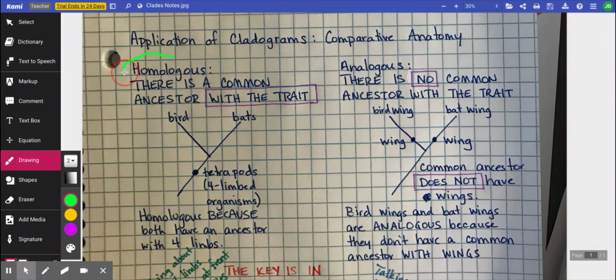But we've got some terms here. So we've got homologous, and that's the one we're going to talk about first. So with homologous structures, there's a common ancestor, and here's the big important part, with the trait. So if you think back to that first part of that activity that we did, we looked at the birds and we looked at the bats, and we looked at how their wings were made, and what was it that we said that birds and bats both use their front limb for?